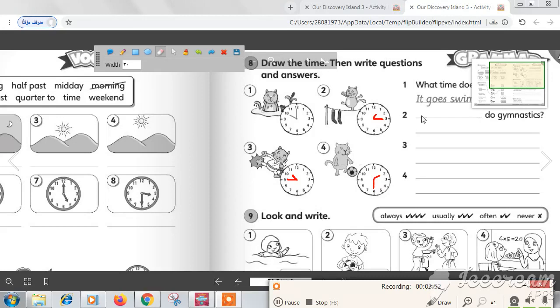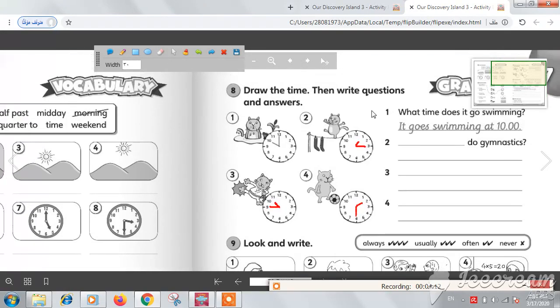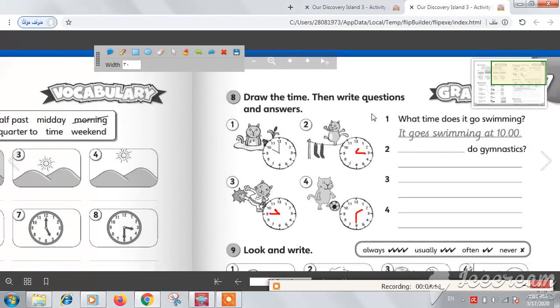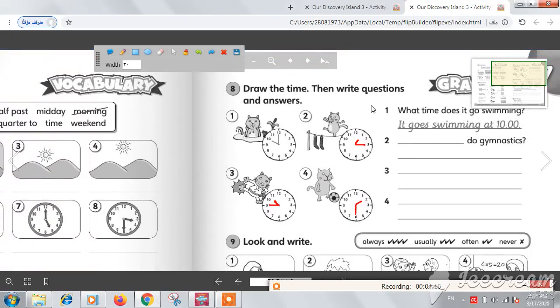Right? So, we have to follow the first example. What time does it go swimming? It goes swimming at 10 o'clock.